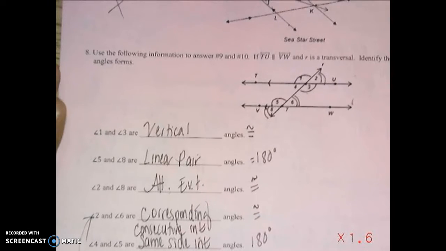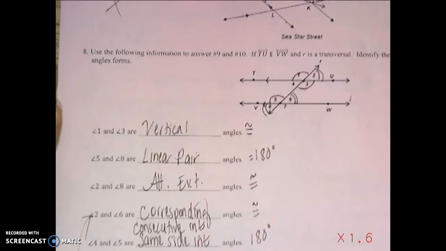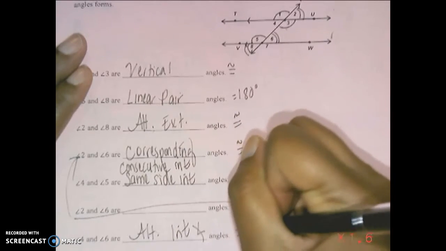Not doing it twice. 4 and 6, alternate interior angles. So they are congruent.